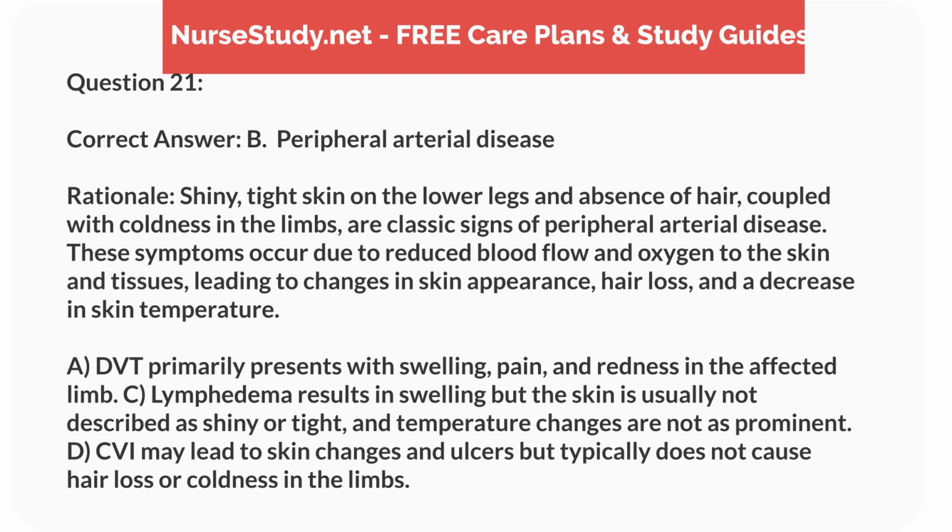Rationale: Shiny, tight skin on the lower legs and absence of hair, coupled with coldness in the limbs, are classic signs of peripheral arterial disease. These symptoms occur due to reduced blood flow and oxygen to the skin and tissues, leading to changes in skin appearance, hair loss, and a decrease in skin temperature. A. DVT primarily presents with swelling, pain, and redness in the affected limb. C. Lymphedema results in swelling, but the skin is usually not described as shiny or tight, and temperature changes are not as prominent.